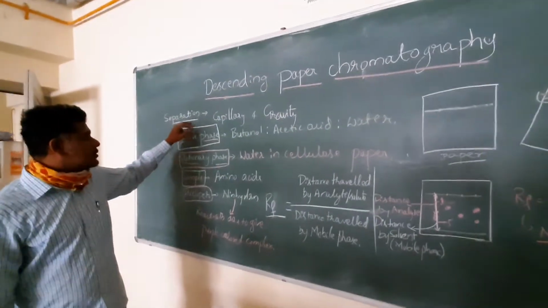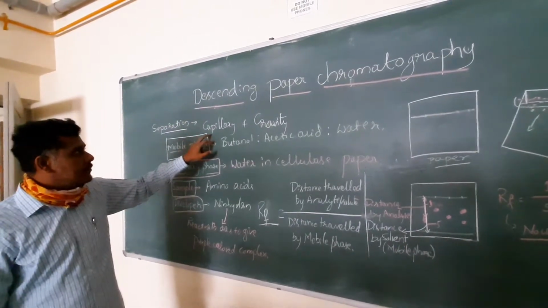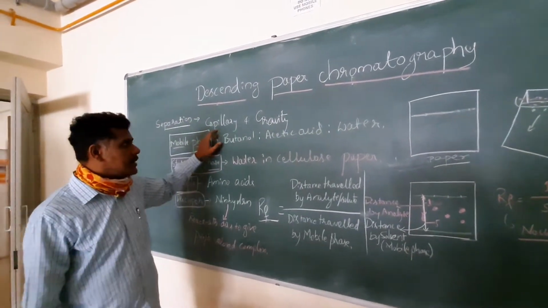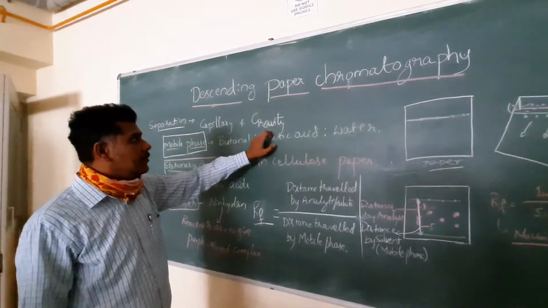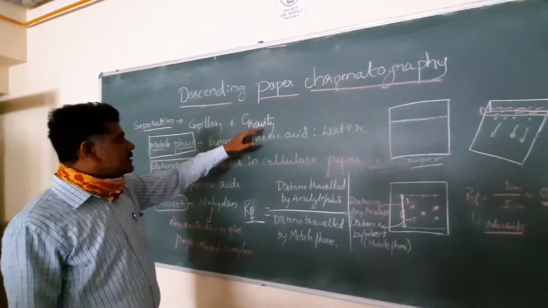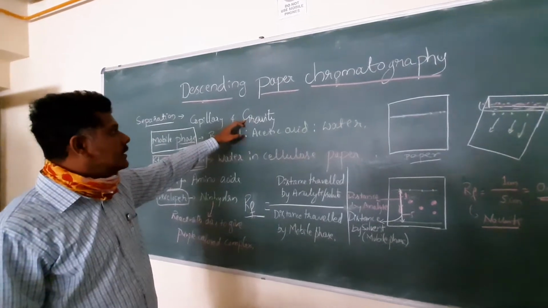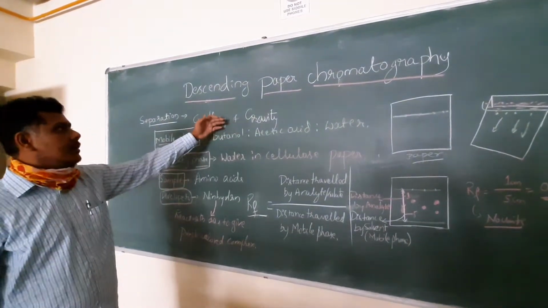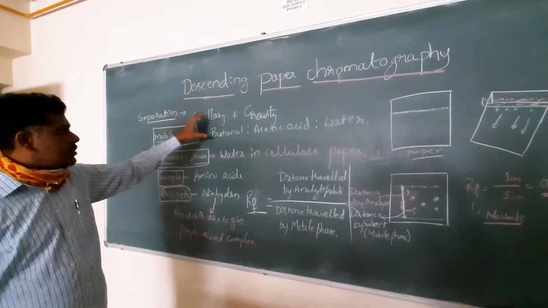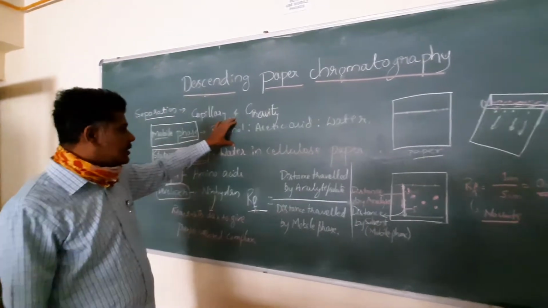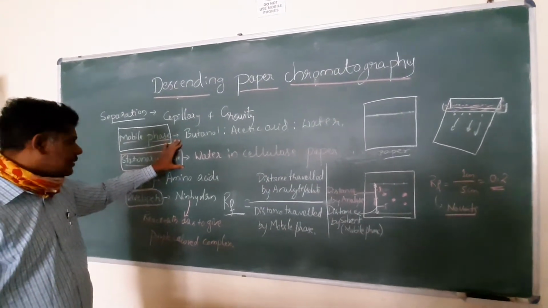So here, separation happens not just by the movement of the mobile phase by the force of capillary action, it also happens with the help of the gravitational pull. So the mobile phase is going to move like this, as we are going to place the paper hanging from the mobile phase. The mobile phase which we are going to use is the same butanol acetic acid water system. The stationary phase is going to be the water present within the cellulose fiber.